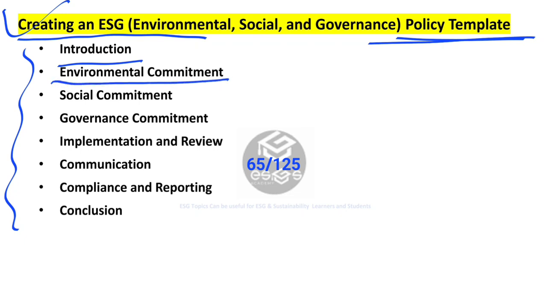In the environmental commitment, what organizations can write in this policy template: environmental management, compliance, resource efficiency, pollution prevention, energy efficiency, biodiversity. So they can write like we comply with all the applicable environmental laws, regulations, and standards. We strive to minimize resource consumption and reduce our environmental footprint. Also, they can write like we are committed to prevent pollution and minimize waste generation. We promote energy efficiency and seek to reduce GHG emissions. Also, we respect biodiversity and aim to protect natural habitats.